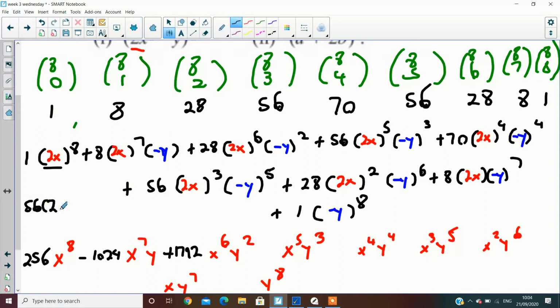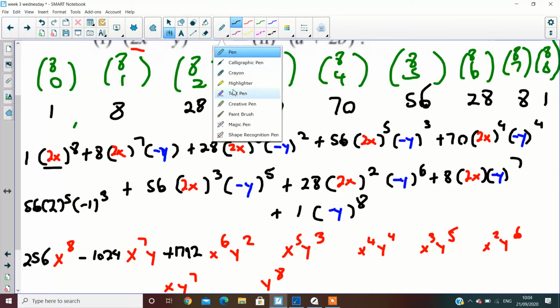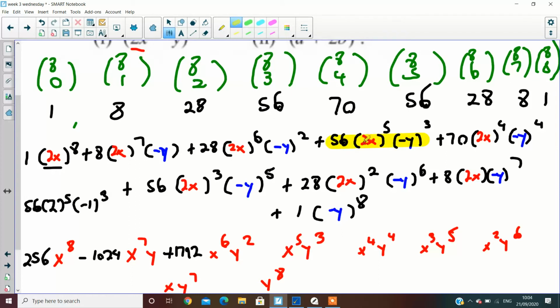56 times 2 to the power 5 multiplied by minus 1 to the power 3. You're essentially ignoring the y's and the x's, okay? So that's this one here. So once again, into the calculator with it, and what do you get? Minus 1,792.